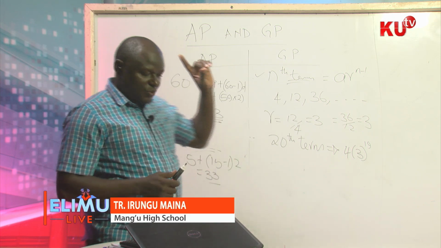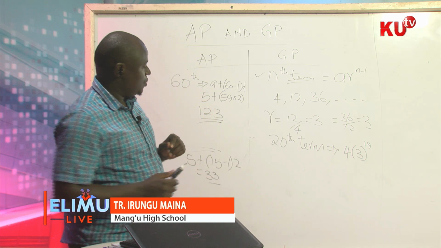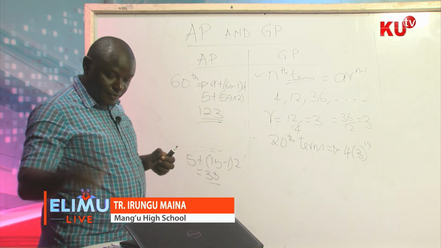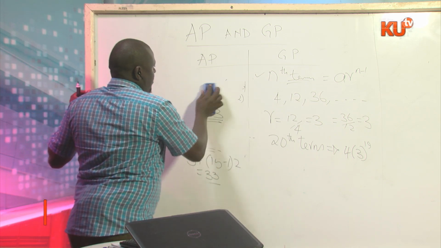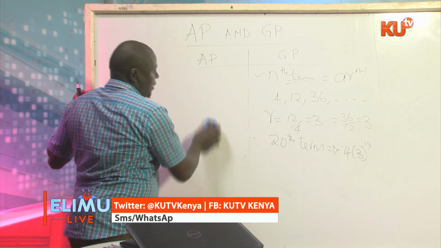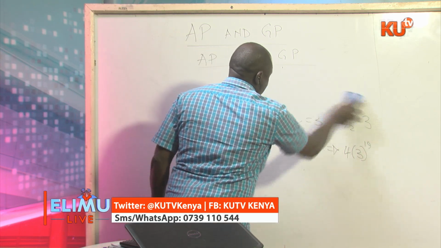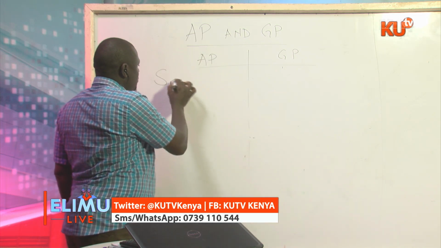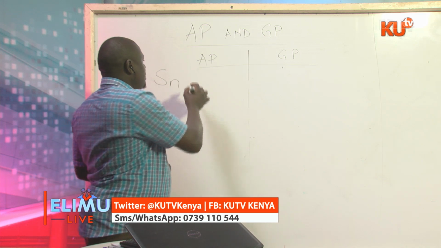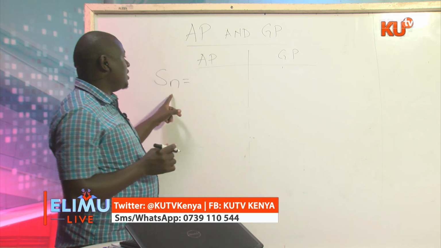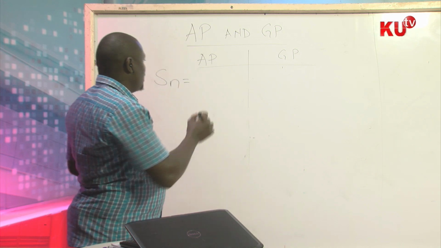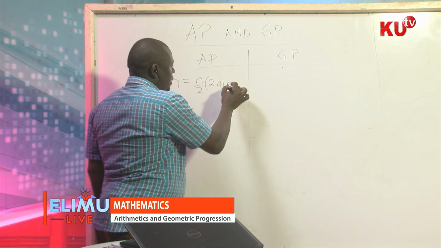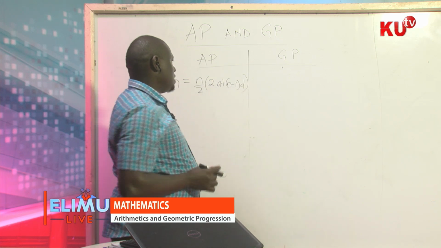Before we go to examples, there is one more difference that I want us to bring on board: the concept of sum. Sum is denoted by Sn. In AP, Sn means the sum of numbers. It is given by n over 2 into bracket 2a plus n minus 1 into bracket d, close that bracket.